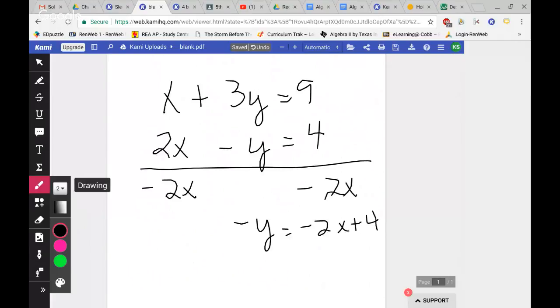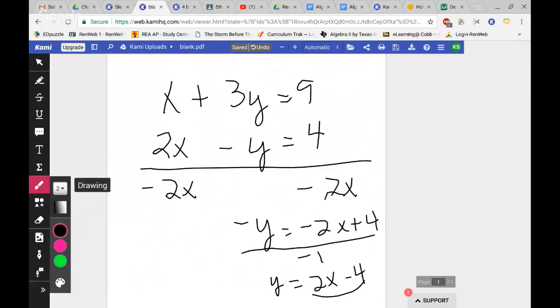Now you can't have that negative y. So what can I do? Divide it by negative 1. Divide everything by -1, which essentially changes every single one of those signs. So now the -2 becomes a +2x, and the +4 becomes a -4. So now I have y equals 2x minus 4.